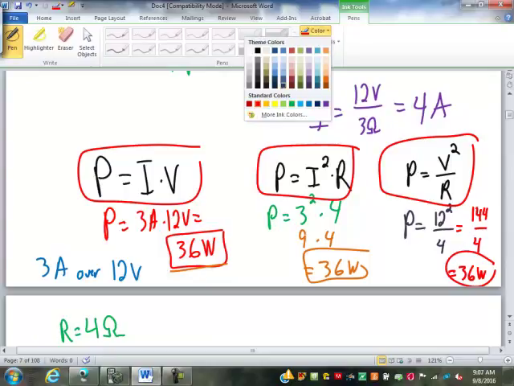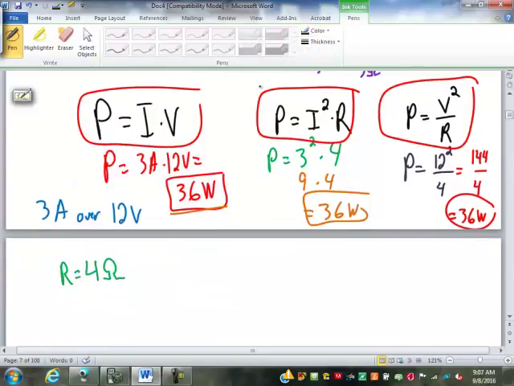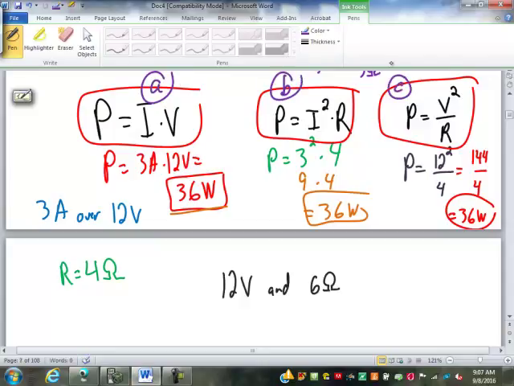If I only give you, it's a 12 volt system and we're dealing with 6 ohms. Which formula am I going to use? Will I use A, B, or C? Well, I have voltage and I have resistance. Which formula deals with just voltage and resistance? C. So I'd have to use that formula to find my power.